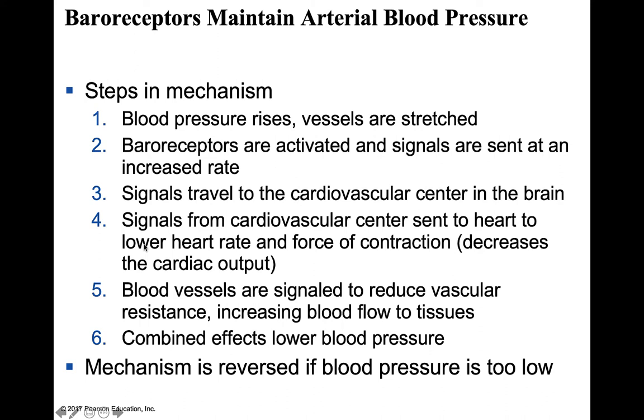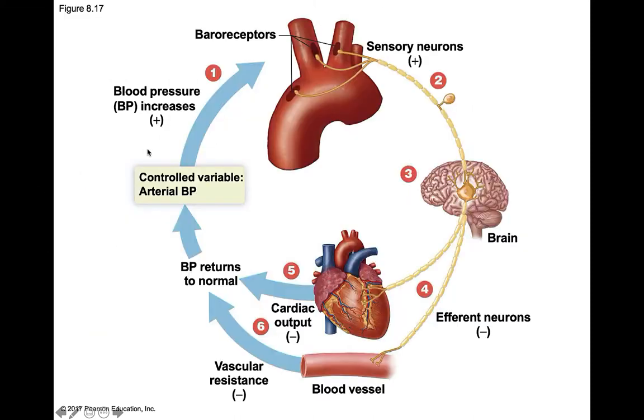Now, the cardiovascular center is going to send signals to the heart to lower heart rate and actually decrease force of contraction. This decreases cardiac output, which will lower blood pressure. Blood vessels will actually reduce vascular resistance, so they'll vasodilate, and this will increase blood flow to tissues. And the combined effect here is to lower blood pressure. Now, if pressure is too low, this is going to be reversed. Okay, so let's take a look at the diagram.